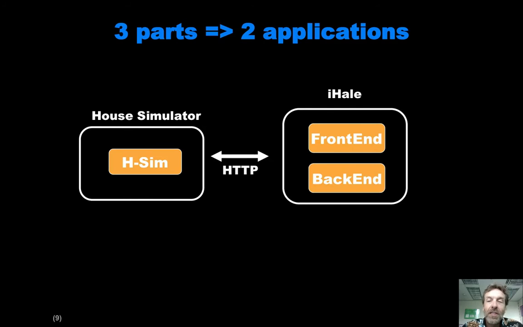So there's 3 parts to the system, but what actually ends up happening in practice is that there's only 2 applications. There's the iHale system that combines both the front end, which is the user interface part, and the back end, which is the communication and repository part. And then that system communicates via HTTP with the second application, which is the house simulator application, which is going to respond to the various communication requests in a manner that we hope is plausible.